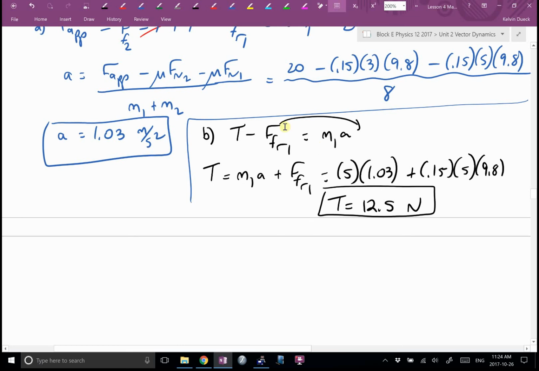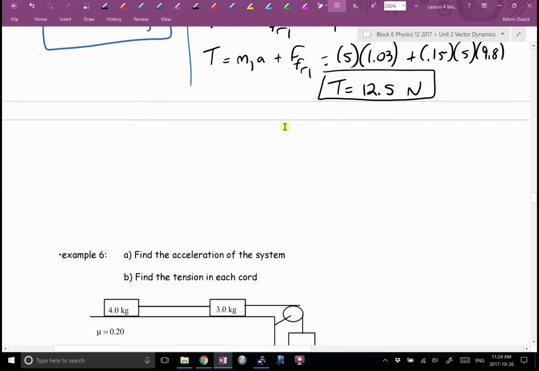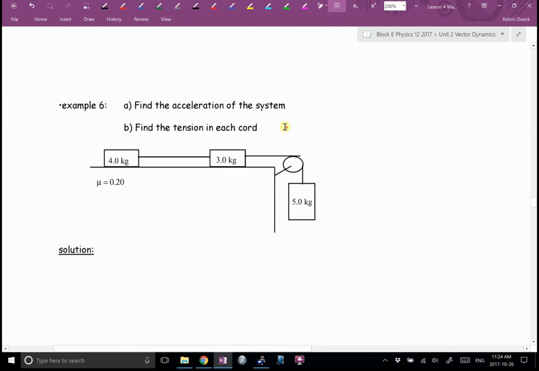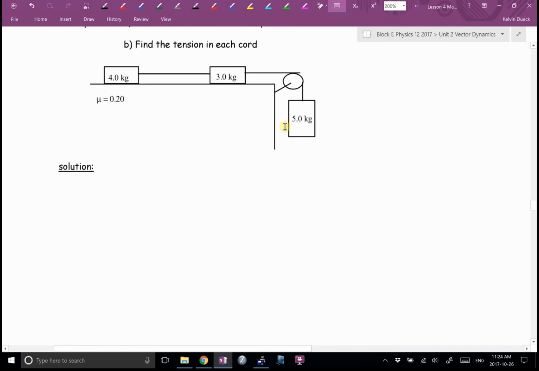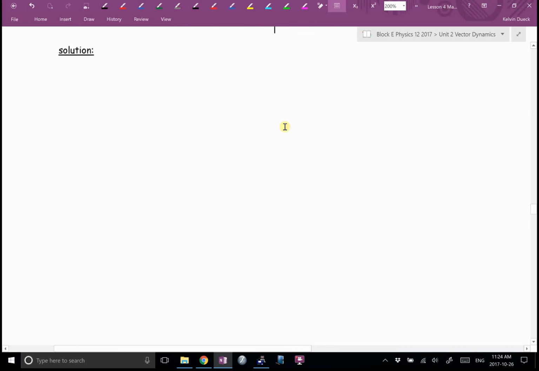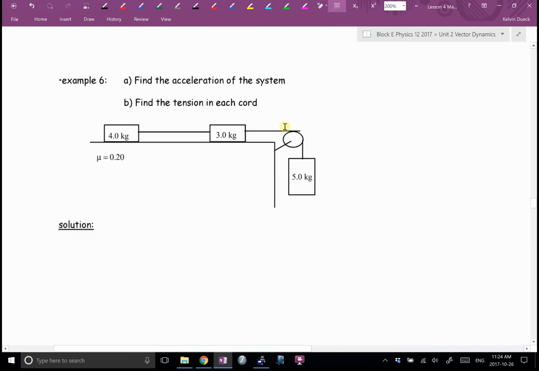What about if we're hanging over a cliff? Like that. Okay. I think this is the last one. Cool. Let's plan our attack. It says find the acceleration, find the tension.